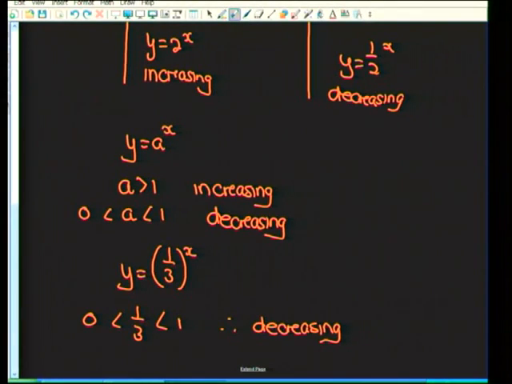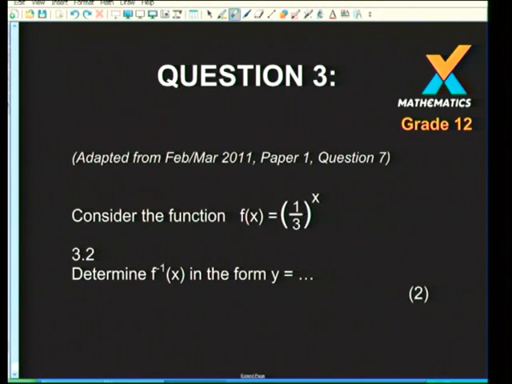You could also talk about gradient or draw a little mini sketch. I think you are going to end up sketching it anyhow. So let's see what the next question says. It says, now determine f to the minus 1 of x in the form y equals. Now this is very similar to the previous question, except this time they've given me a fraction. It doesn't make a difference.